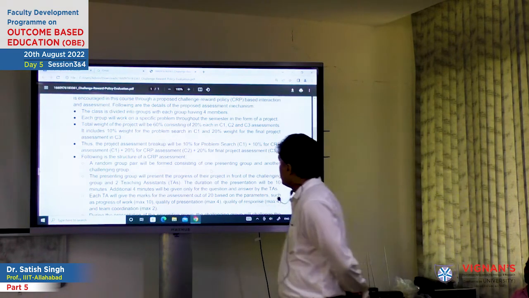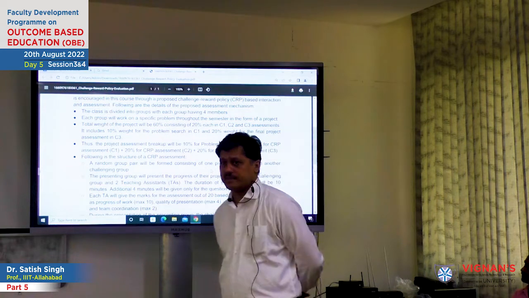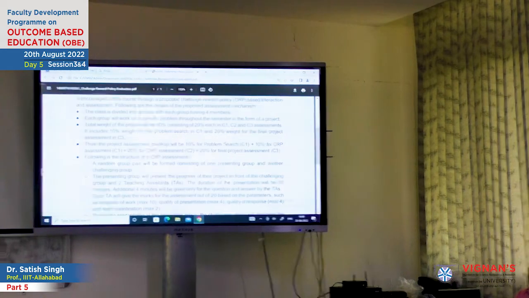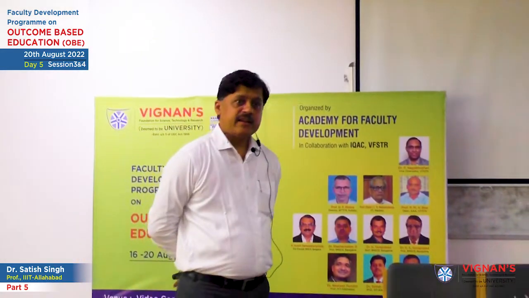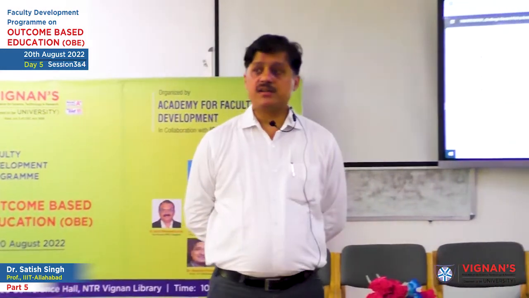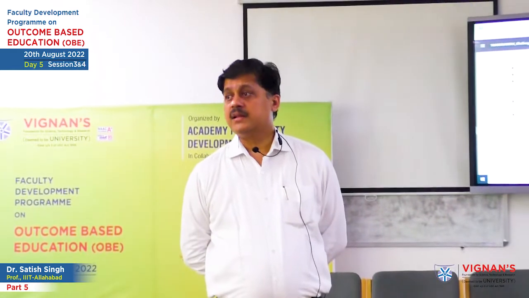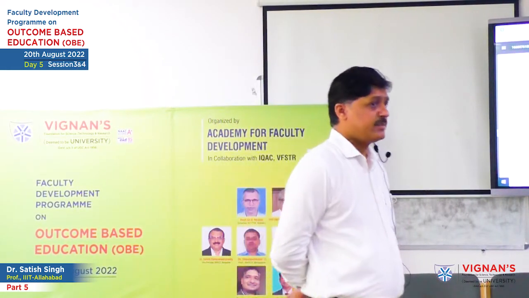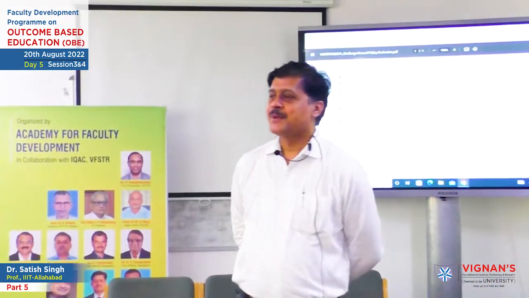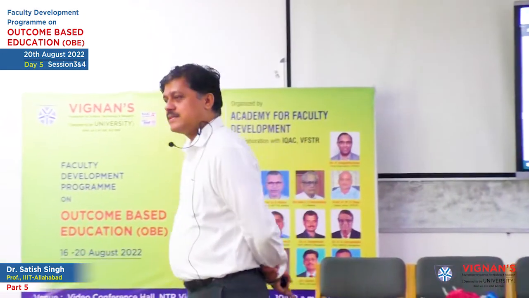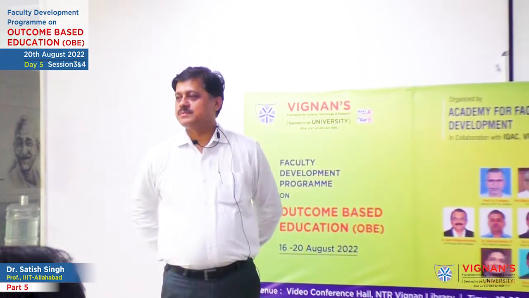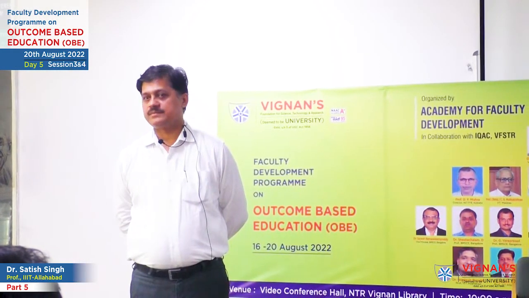The class is divided into groups, with each group having 4 members. From the very beginning, when we started teaching, randomly, it is not a permanent division. This is not a permanent group. So what does it mean by not a permanent group? For every assessment, you may have a different group.